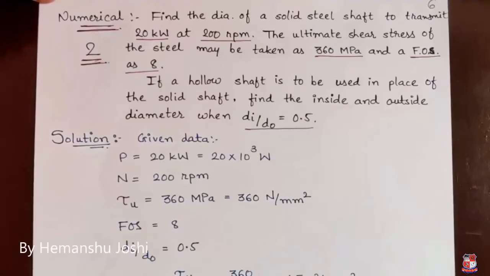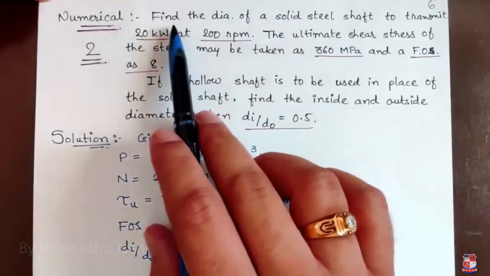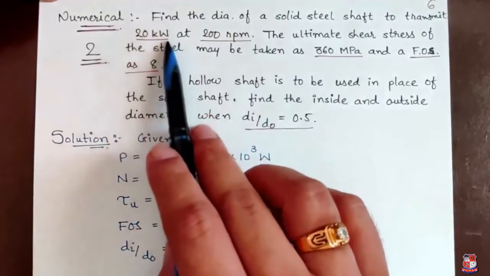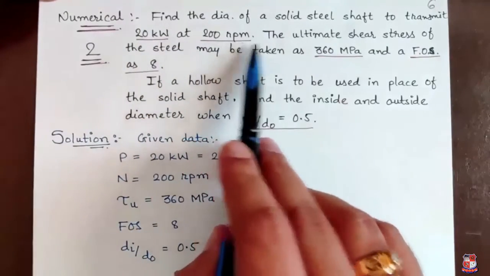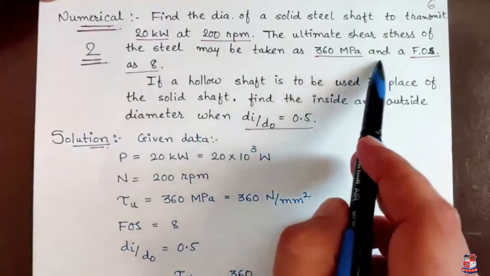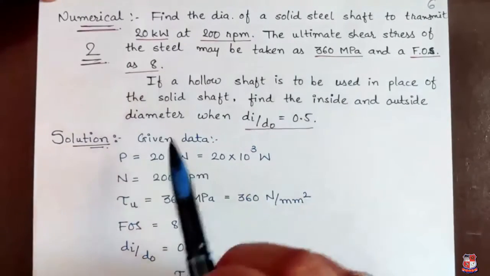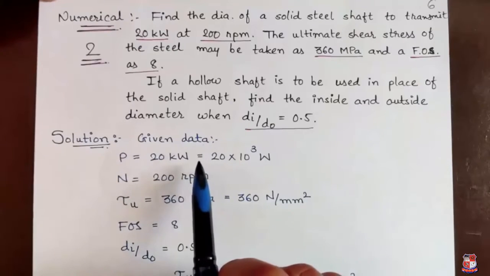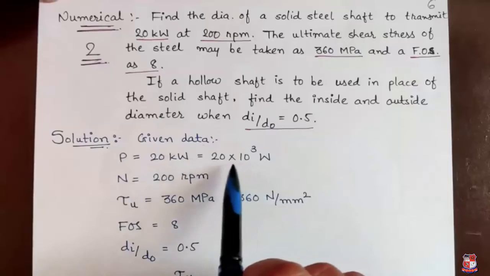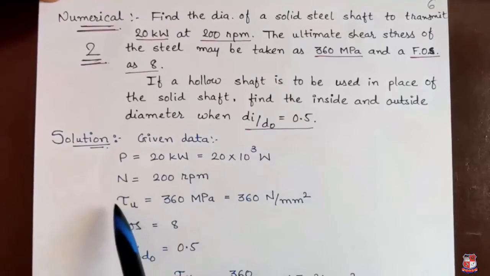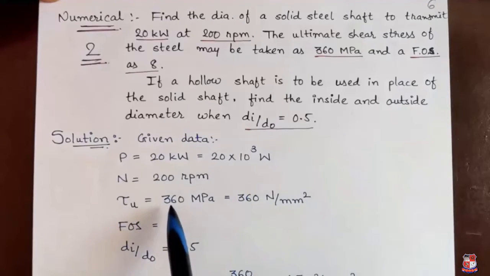Let us solve another numerical. Now in this numerical, we have to find the diameter of a solid steel shaft to transmit 20 kilowatt power at 200 RPM. The ultimate shear stress of the steel may be taken as 360 megapascal and a factor of safety as 8. So first we write down the given data: power 20 kilowatt, converted to watt, 20 × 10³. N is given as 200 RPM. Ultimate shear stress τu = 360 megapascal, and factor of safety is also given as 8.